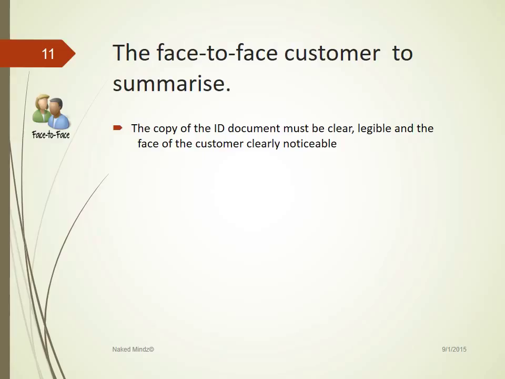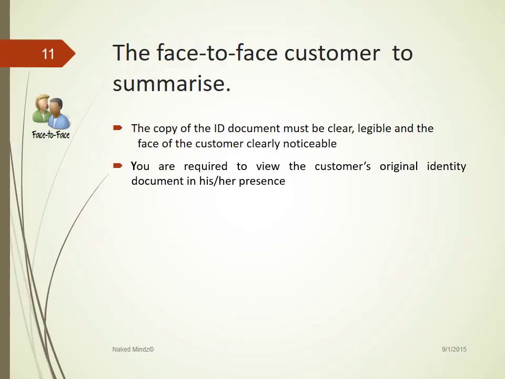Let's summarize what the face-to-face customer needs. A copy of a green ID document, which must be clear, legible, and the face of the customer clearly noticeable. You can also accept a passport or driver's license, but only if the customer has a valid reason. The only acceptable and valid reason is if the original green ID document is lost or stolen, and they have proof they've applied for a new ID document. This reason needs to be recorded on the customer's file. A valid passport for a foreigner is acceptable.